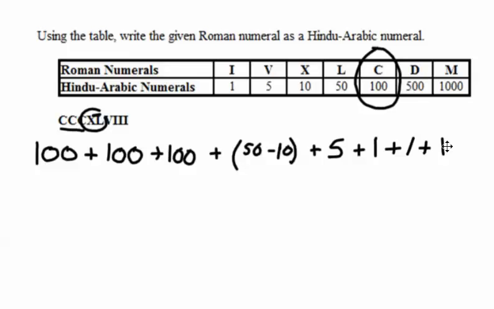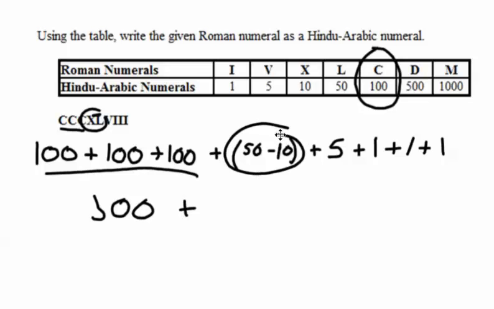So what do we have here? We have 300 plus 40 plus, we'll just add those up, looks like 8. So altogether, we have 348. And that would be the Hindu Arabic numeral that is equivalent to CCCXLVIII.